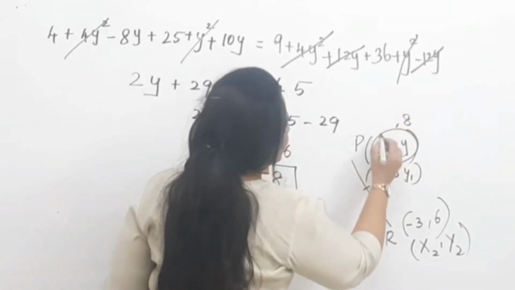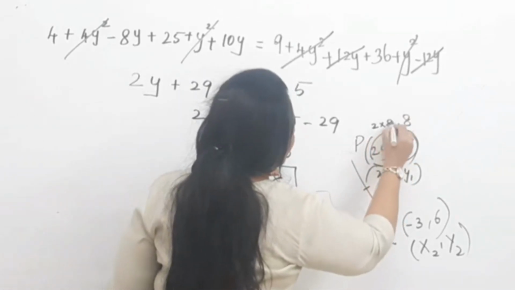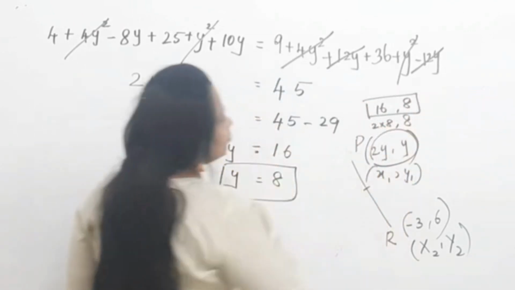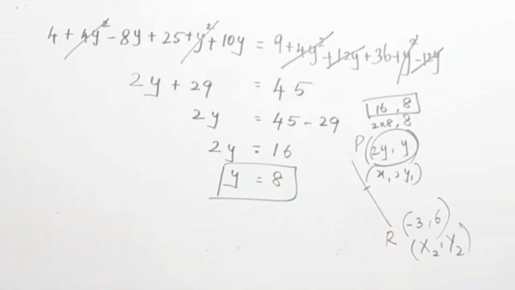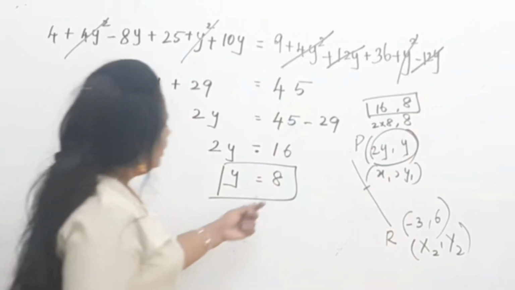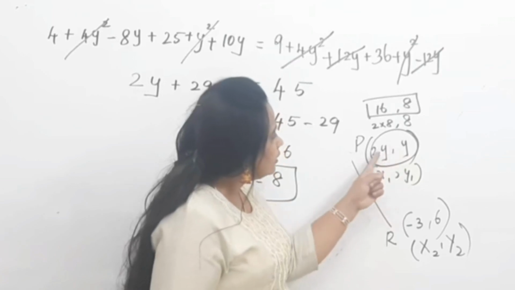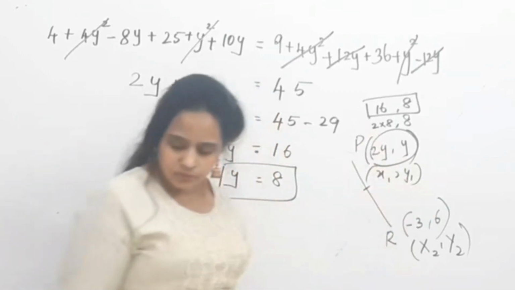So my x coordinate is 2 into 8. So the coordinates are 16, 8. As simple as that. Hope everyone gets your coordinates. That is, y is equal to 8 and the x coordinate is 2 times y, that is 2 into 8, which is equal to 16.